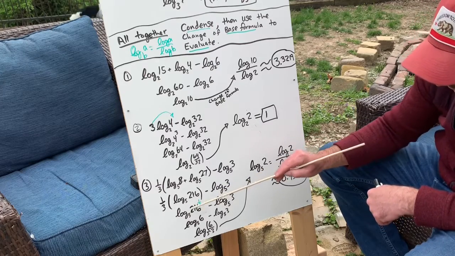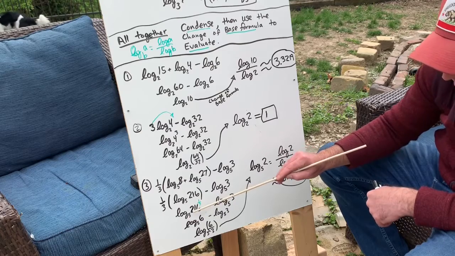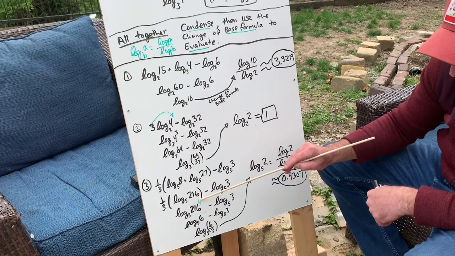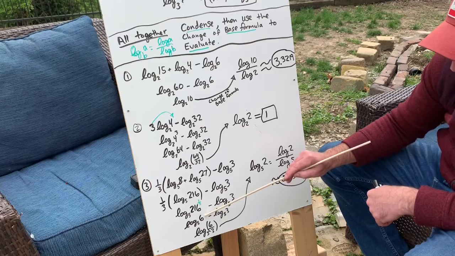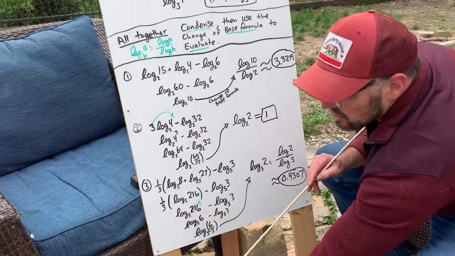And now I put this into my calculator. I'm trying to simplify this, right? 216 to the 1/3 power, that's just 6. You could type that in your calculator. It's basically the cube root of 216.